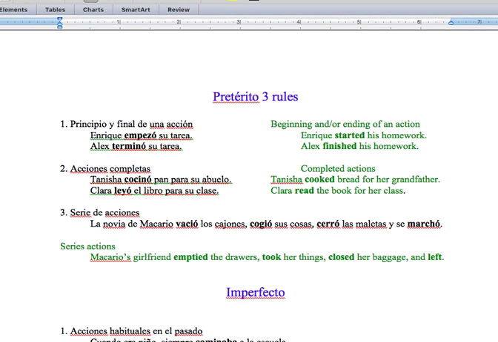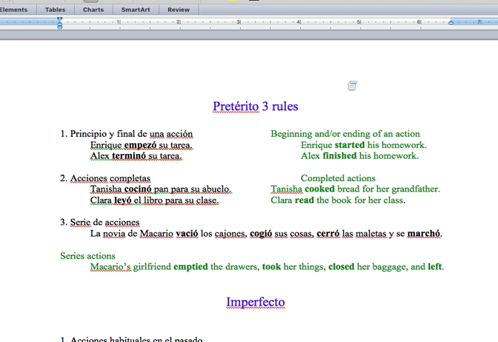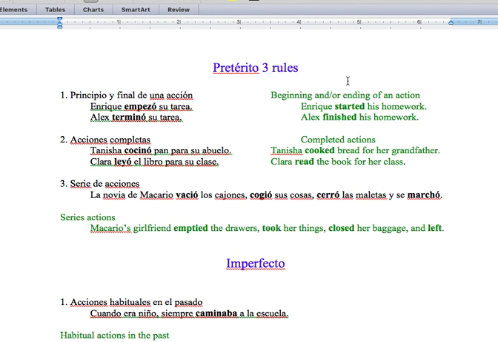Okay. So for the pretérito, we have three rules, three basic rules, I would say. These rules are as follows. So why would you want to use the pretérito imperfect first off? So when you want to speak of the past, right? So that's when you want to use it.